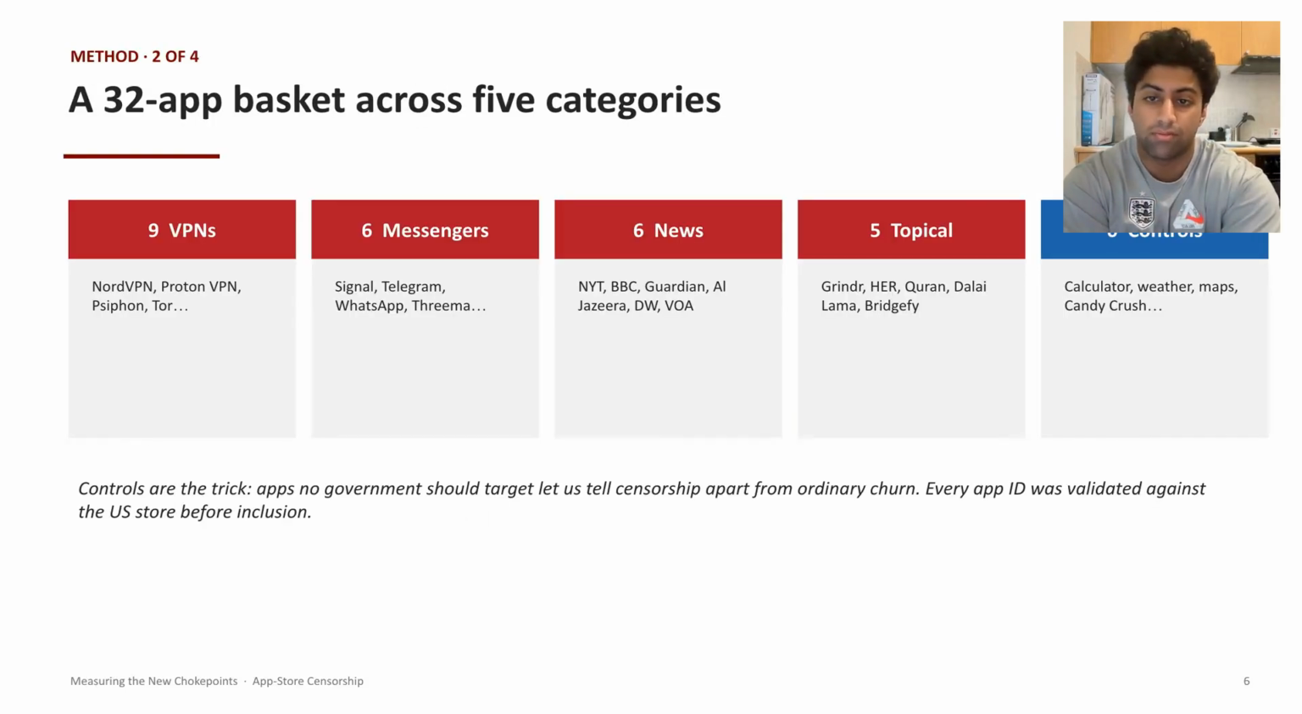So the first thing we did is we built a list of 32 apps across 5 categories. We have 9 VPNs, 6 secure messengers, 6 news apps, and 5 topically sensitive apps. Crucially, the 6 neutral control apps are things like a calculator, the weather app, Candy Crush. These are things that no government should really care about. So this control is the trick that basically tells us what's censorship and what's just ordinary noise. We validated every app ID against the US store before including it.